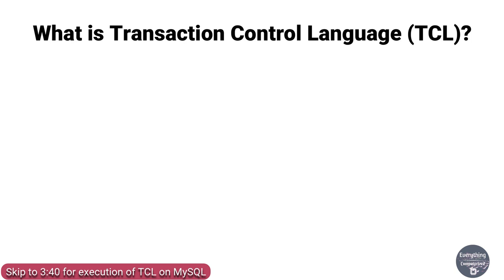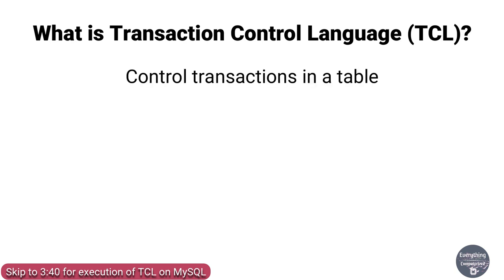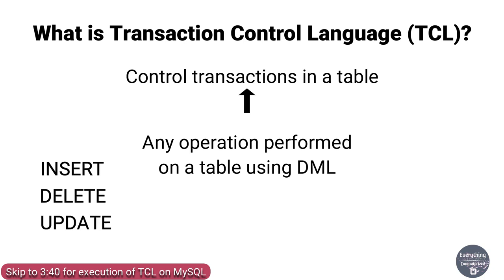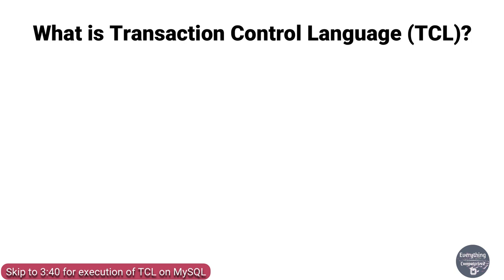So basically TCL helps us to control the transactions in a table. Here transaction means any process or operation which we perform on a table with the help of DML commands. Use of insert command is also a transaction, use of delete command is also a transaction, and use of update command is also a transaction. So TCL helps us to control how we operate on a table, that is, the transactions in a table. I think you are quite clear with the concept of the transaction control language.